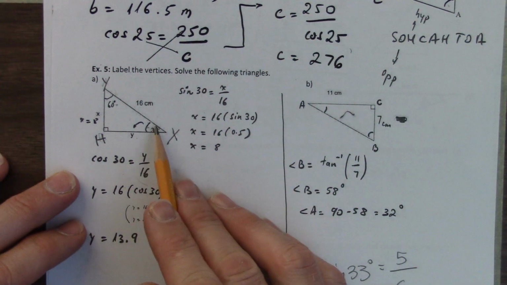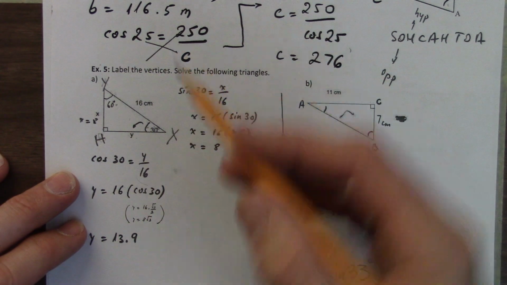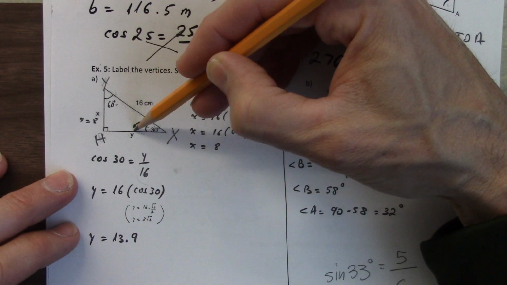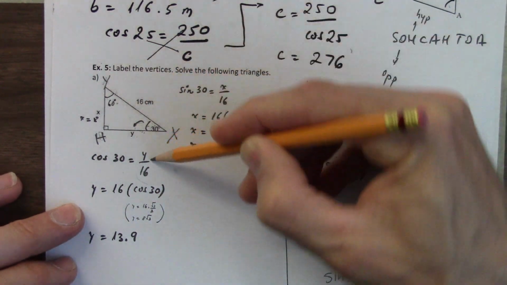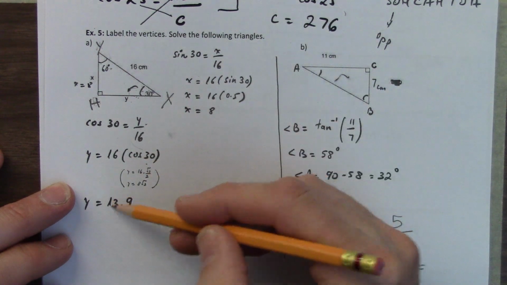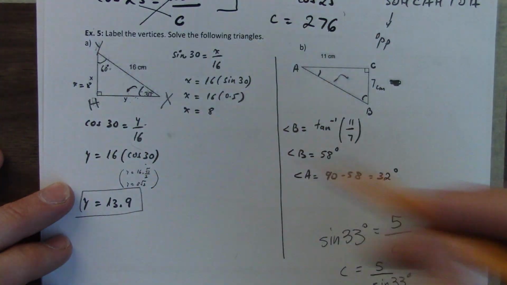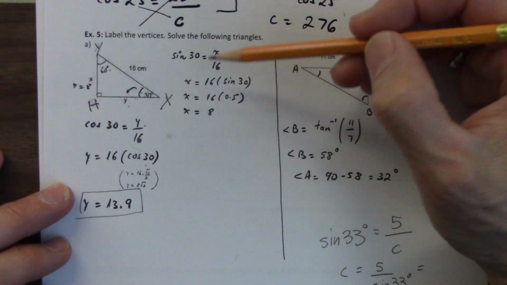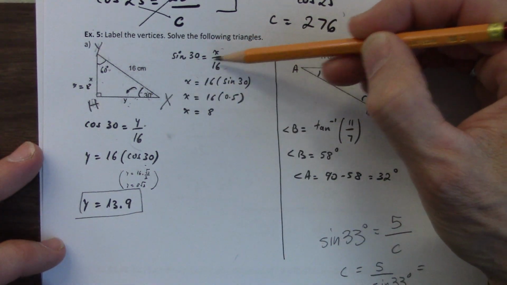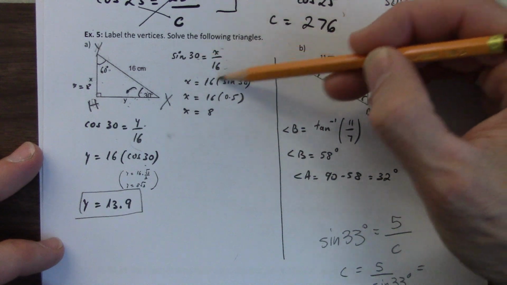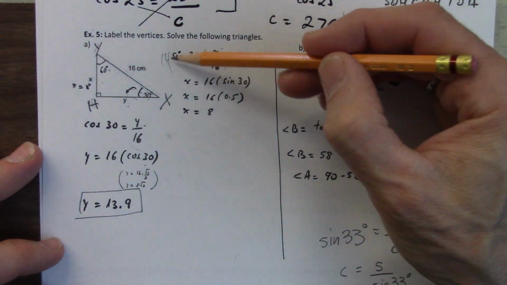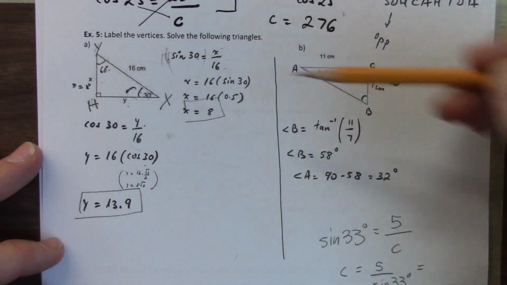So cos 30 is going to be equal to your adjacent side, y, because it's next to the angle, over 16. Once we have that, we can solve for y. Side length y is 13.9. That's here. Okay. Then we do sine 30, which is opposite, which is x over the hypotenuse 16. And then we cross multiply here to isolate x by itself. We're just really multiplying this by 16. And we get x equals 8.